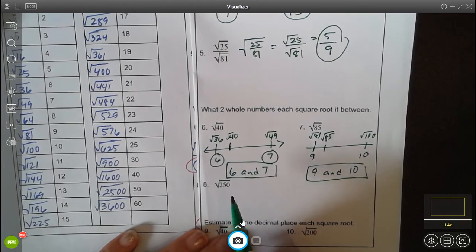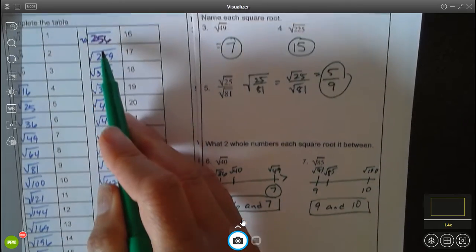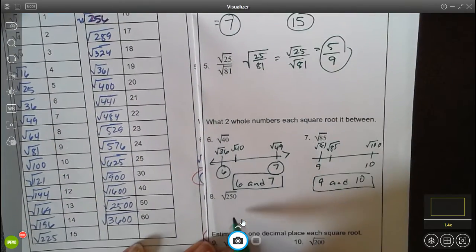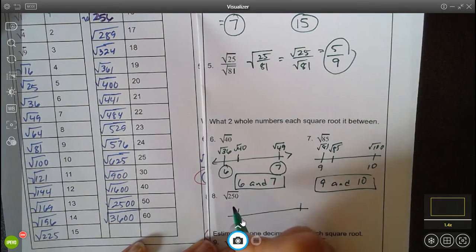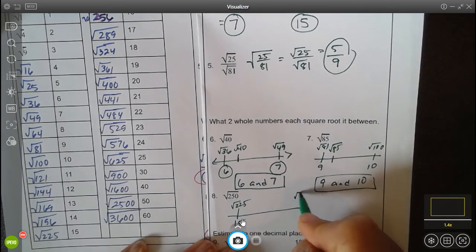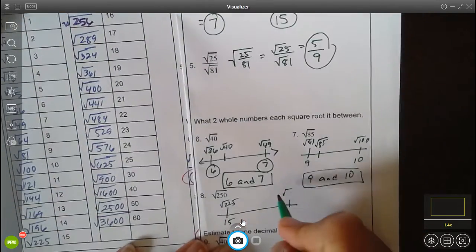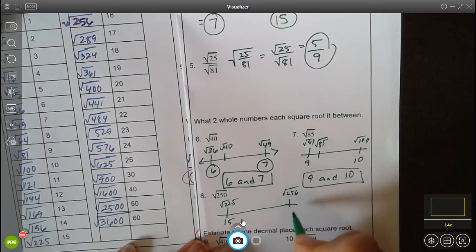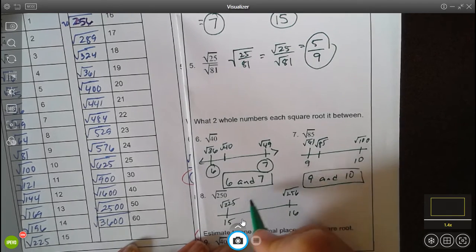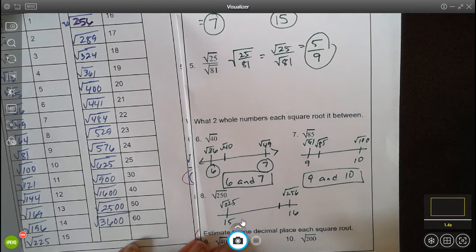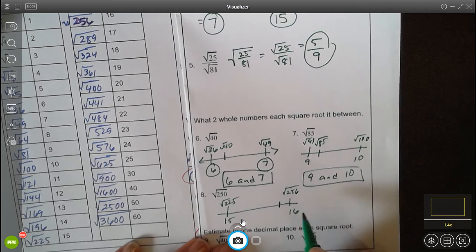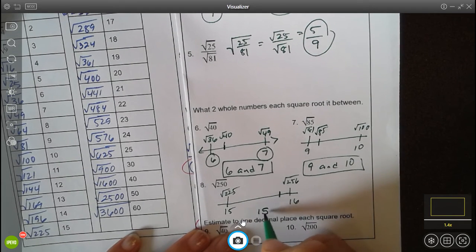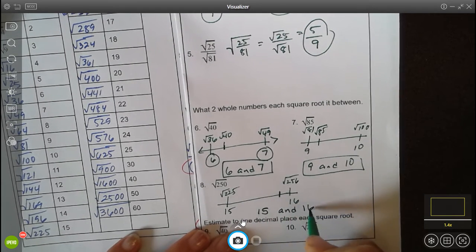250. Okay, so 250 is close to 256. It's a little smaller than that. And it's bigger than this. So the square root of 225 is 15, and the square root of 256 is 16. And so 250 would be way over here, really close to that. So if I was trying to estimate the decimal, it would be really close to 16. But the answer for what it's between is 15 and 16.